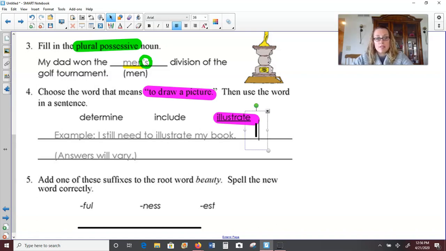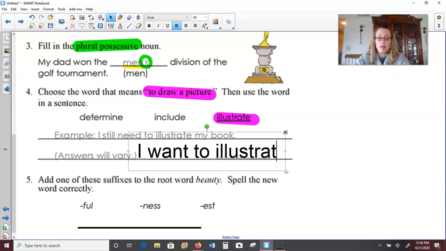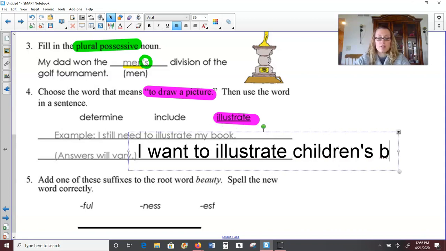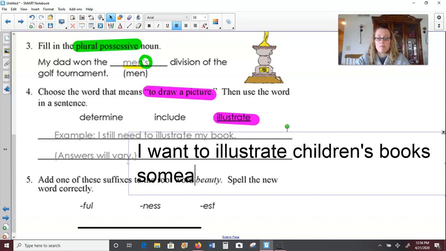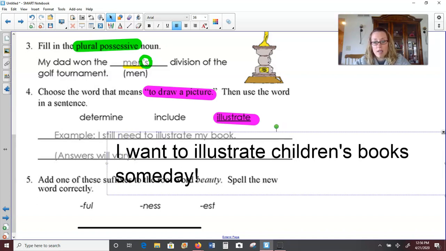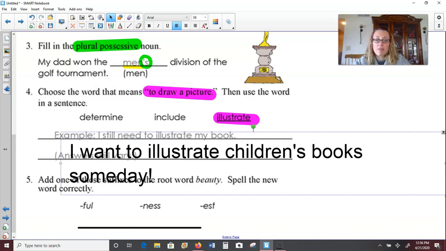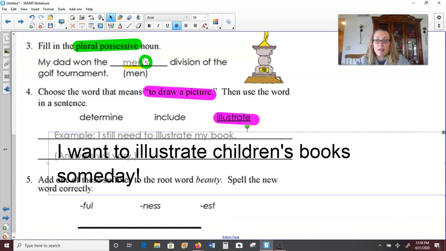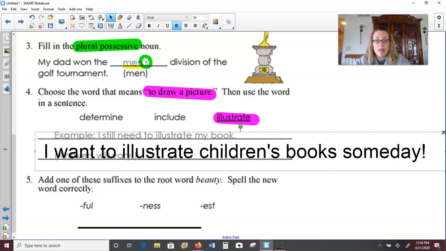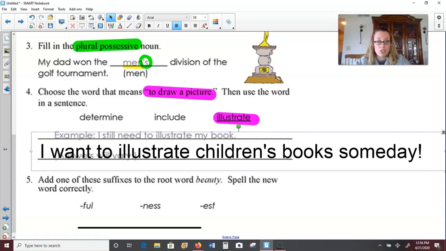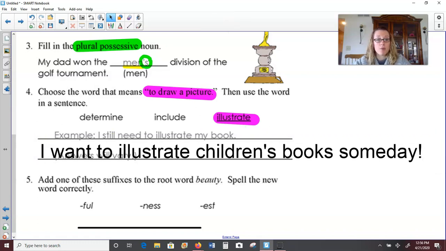How about, I want to illustrate children's books someday. So that could be another sentence. You could even use the word illustrator because that is still a form of illustrate. It just means the person who illustrates the pictures.